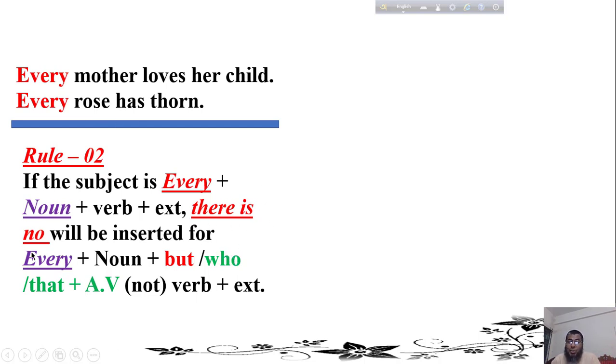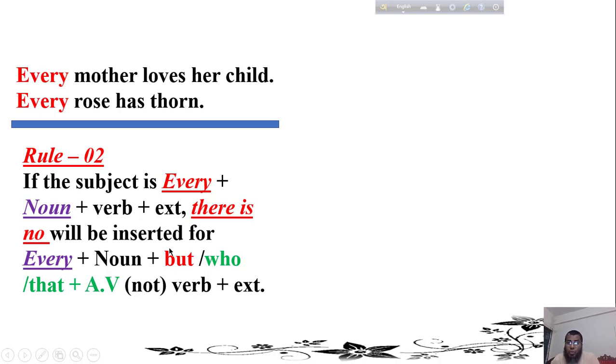We can use "there is no" in place of "every." That means where "every" is, we can write "there is no," and then the noun, and then we can use "but." Okay, please. Here you can change these sentences in different ways. If you use "but," then the rest of the sentence will be unchanged.